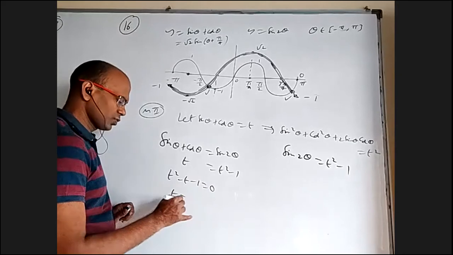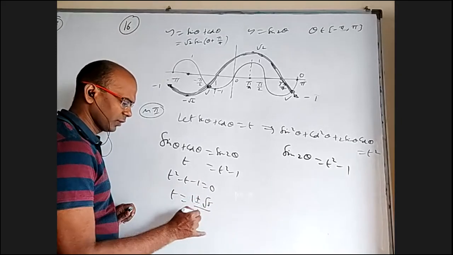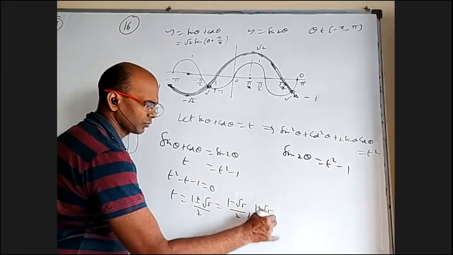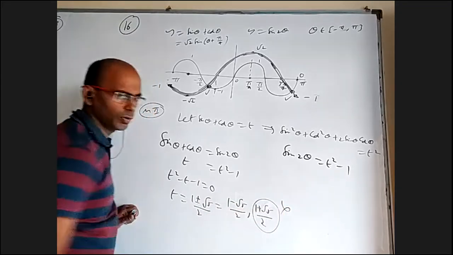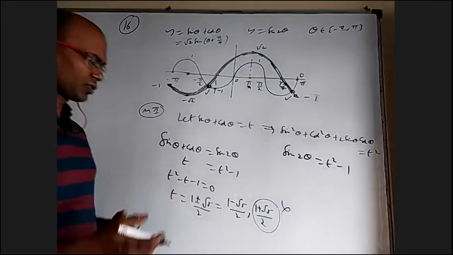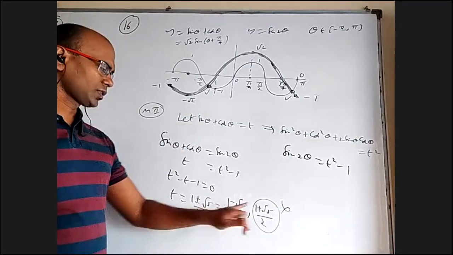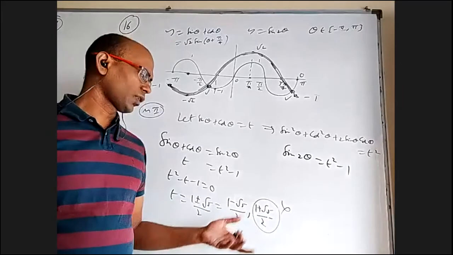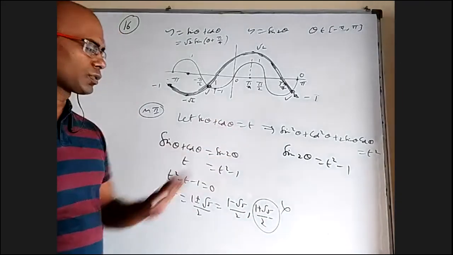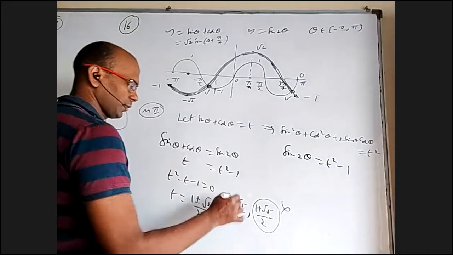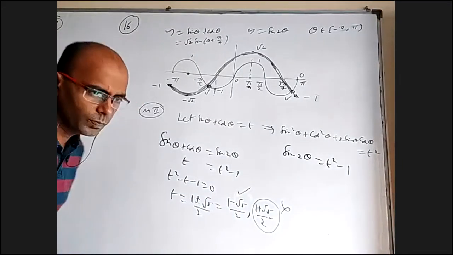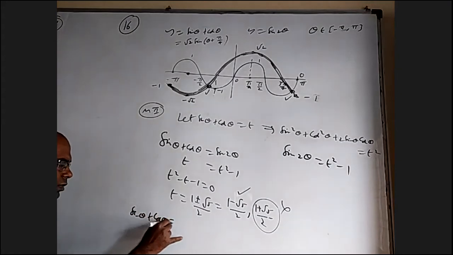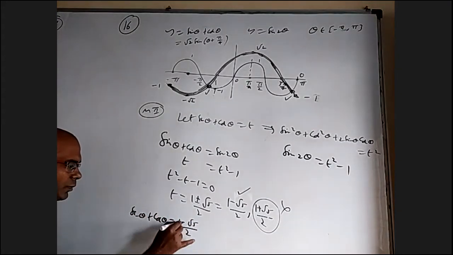When I try to find the roots, I'll get 1 plus or minus root 5 by 2: 1 minus root 5 by 2, 1 plus root 5 by 2. I cannot take this because it's going outside 1. Not even outside 1, outside root 2, because the maximum value is root 2. This is okay. So basically now, sine theta plus cos theta is equal to 1 minus root 5 by 2.